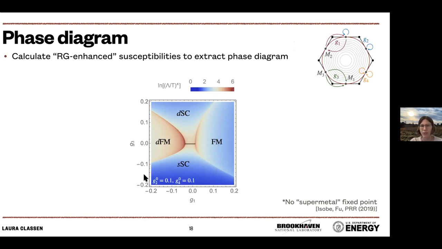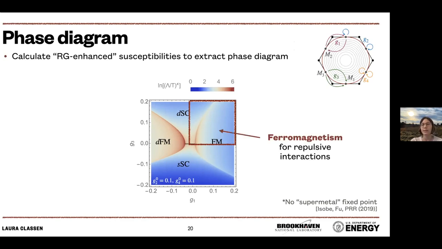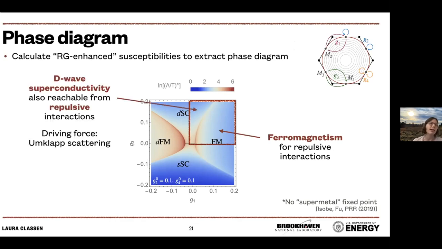fixed density-density interactions. And now let's concentrate on this part of the phase diagram, which is for repulsive bare values. And then you see that we either find a ferromagnetic state or still a d-wave superconducting state, which is still reachable from repulsive interactions. So good news here. And the driving force is actually kind of similar to the conventional scenario with the density wave fluctuations, because it's still driven by the umklapp scattering. And also, let me just quickly mention, if you're interested, we do not find a supermetal fixed point in this situation, which had been discussed for just a single, higher order Van Hove point in the Brillouin zone.